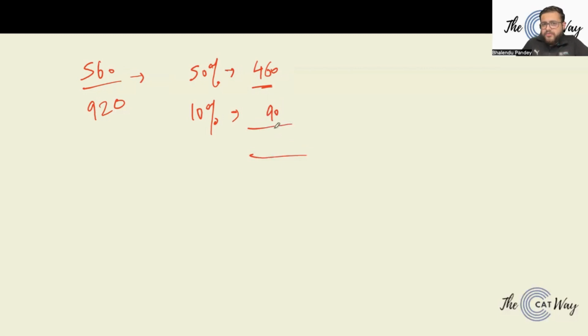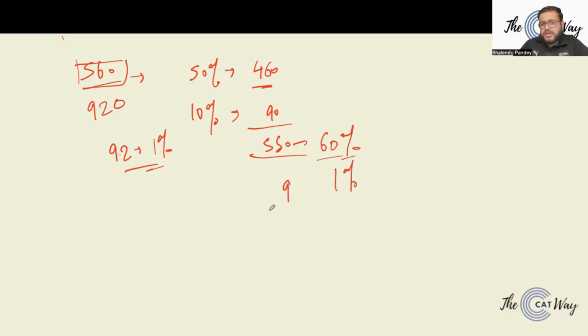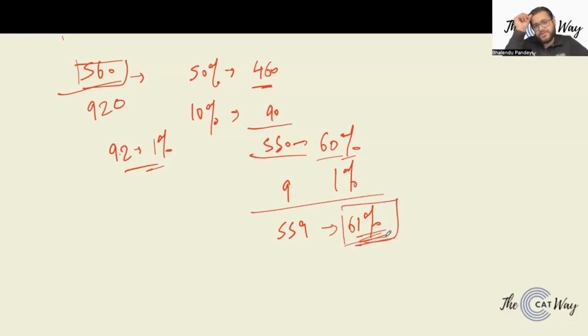So I now know that 460 plus 90, that is 550, is equal to my 60% mark. My value is 560. That means another 10. Whereas 9.2 gives me the 1% value. 9.2 is my 1%. So in that 60%, if I add 1%, or better to say, if I add 9, I arrive at 559 and arrive at a 61% mark. So my 560 out of 920 is roughly going to be equal to 61%. Now among your options, you can easily mark 61% and you can move ahead.